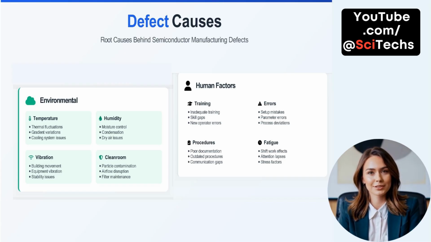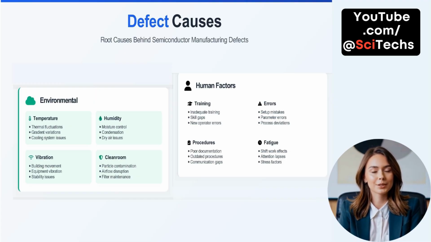Temperature fluctuations, whether from cooling system issues or uneven thermal gradients, can cause stress and distortions in wafer materials. Similarly, humidity must be carefully controlled, as condensation or overly dry conditions can impact both process chemistry and material stability. Vibration, whether from equipment or building movements, creates instability that can lead to misalignment and particle release.